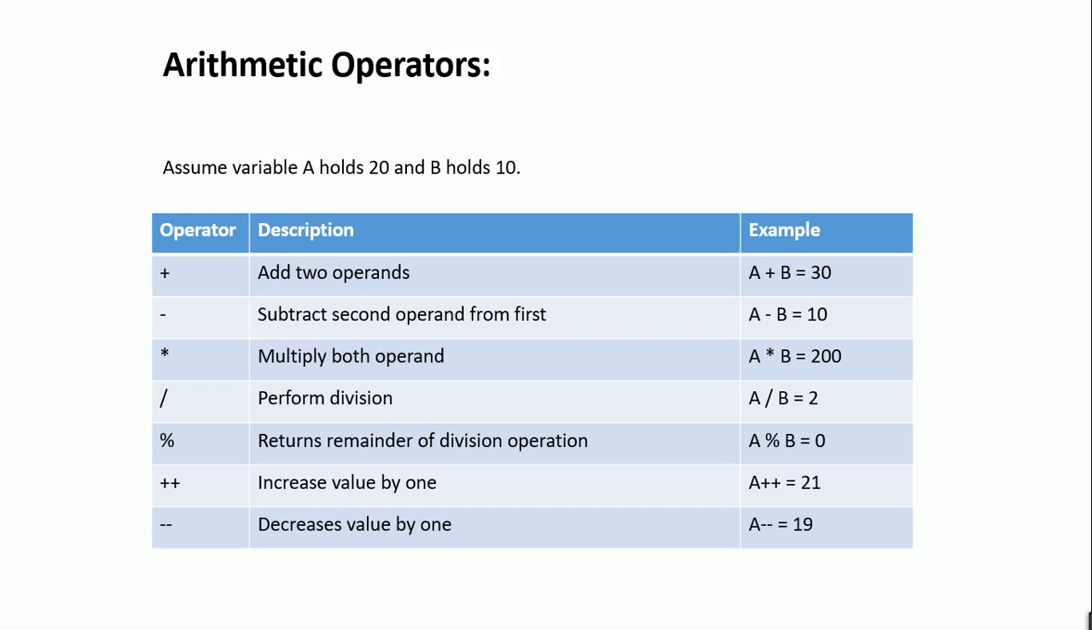The first is the arithmetic operator. We have the arithmetic operators: plus, minus, multiplication, division, modulo, increment and decrement. These first five operators are the same as we use in maths to solve equations. They work the same in Java also. The important ones are these last two. This plus plus is known as the increment operator. It increments the value of the variable by 1, and this minus minus means the decrement operator. It decrements the value of the variable by 1.